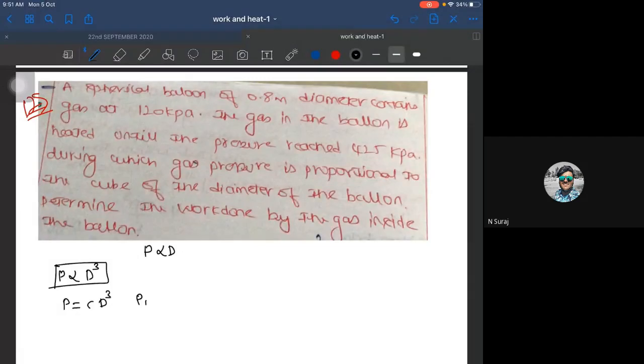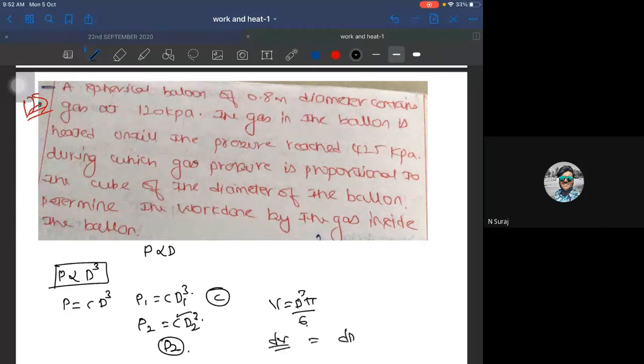P1 is equal to C into D1 cubed. From this you'll get C. Then go for P2 is equal to C times D2 cubed. From this, since you already know C, you can calculate the value of D2. Go for the volume, which is D cubed pi divided by 6. Differentiate it, then substitute dV in terms of dD and carry on with the derivation.